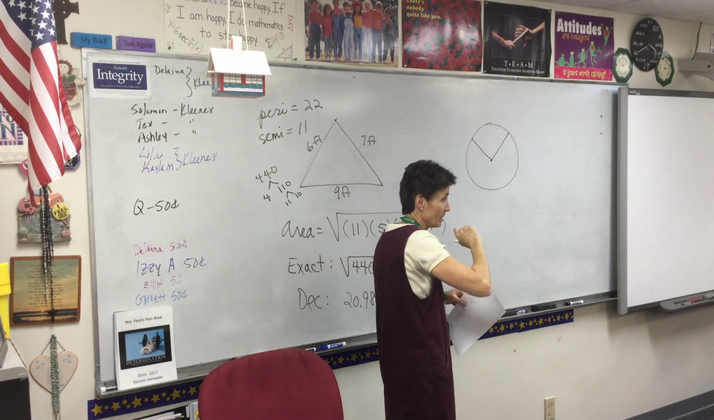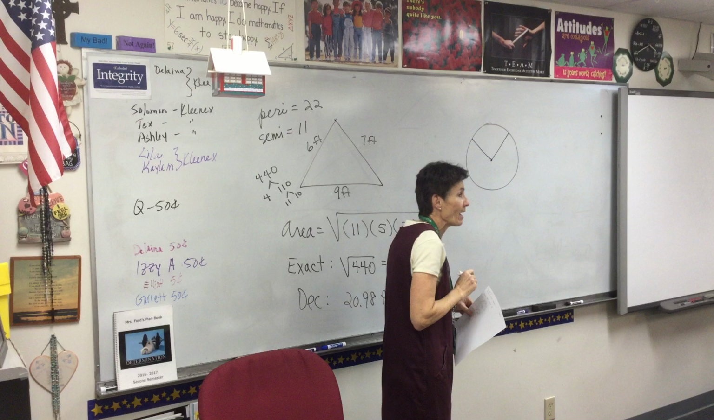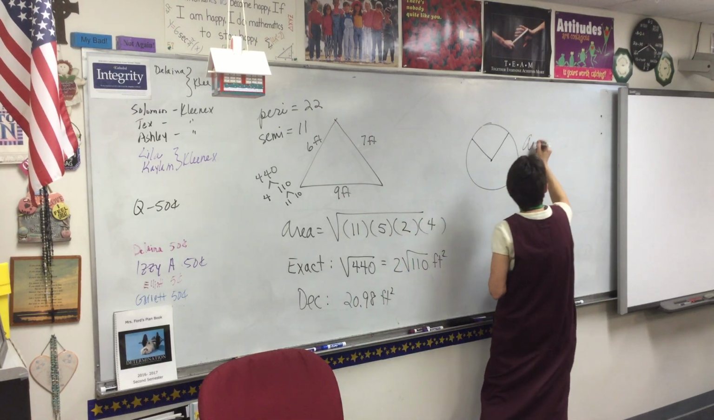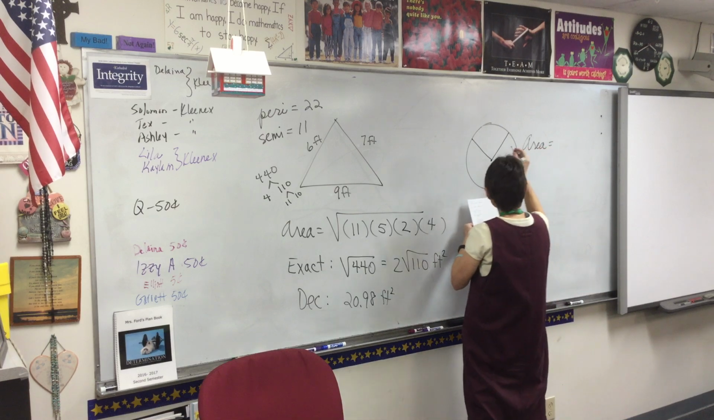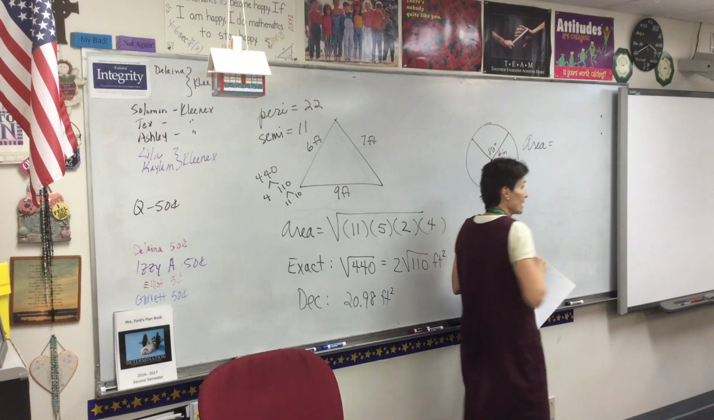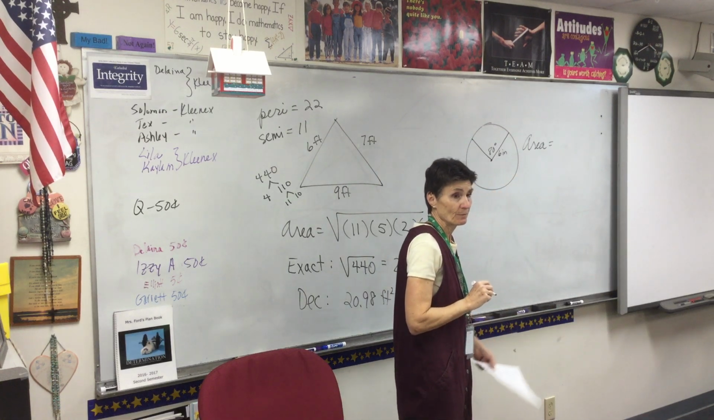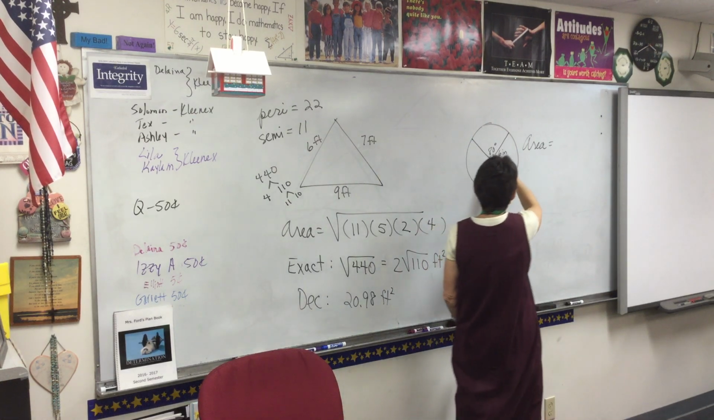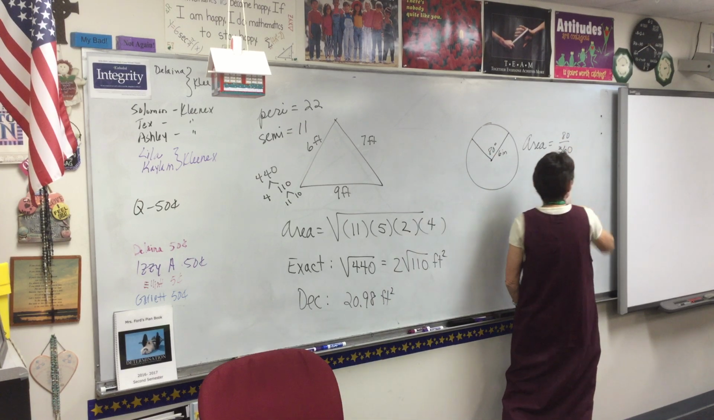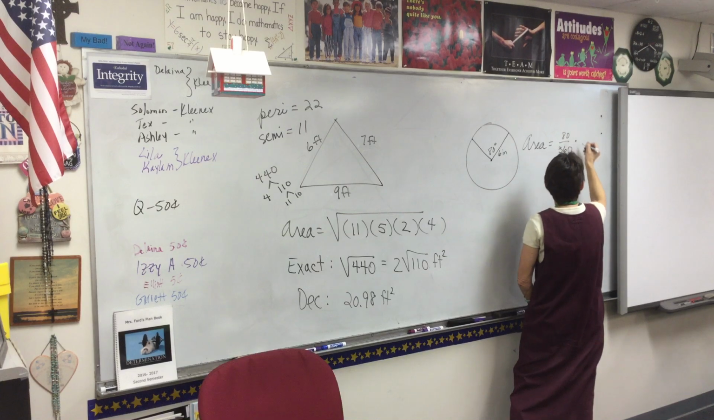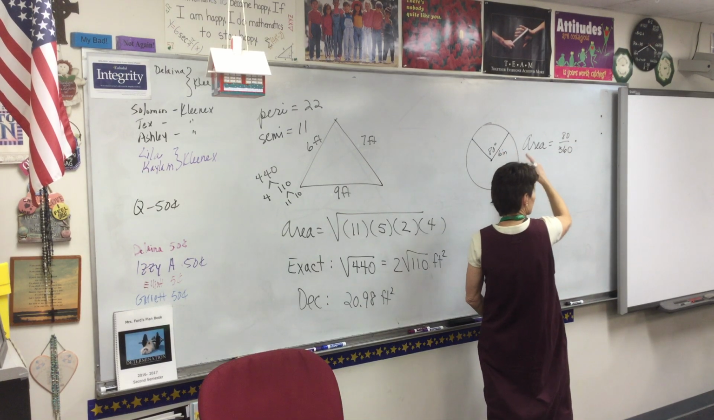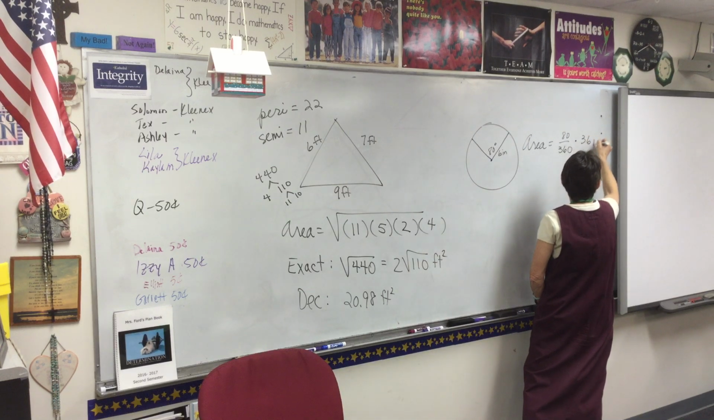It's a sector. So on your note card, you have a formula for the area of a sector. What does that formula tell you to do to find the area of the sector? Angle over 360. So 80 over 360 times pi r squared. Well, r is 6, so that'll be 36 pi.